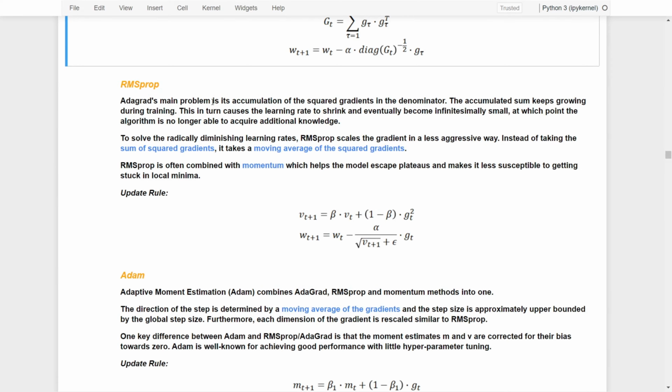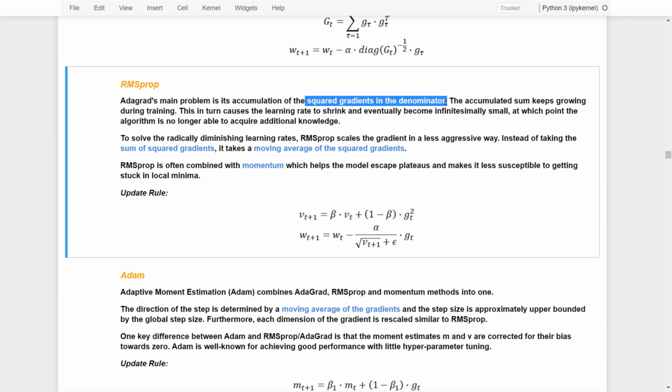Adagrad's main problem is that its accumulation of the squared gradients is in the denominator. The accumulated sum keeps growing during the training. This in turn causes the learning rate to shrink and eventually become very inefficient, to the point that it is no longer able to acquire additional knowledge. To solve this radically diminishing learning rate, we will introduce RMSprop.